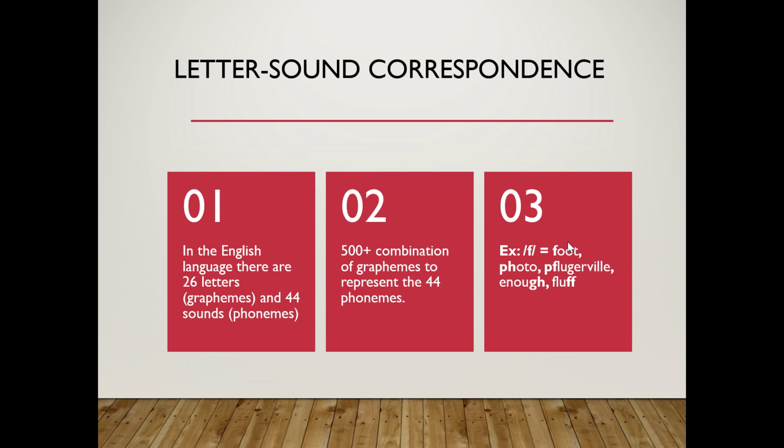In our area, because we have a very German influence, we can say that the grapheme P and F in Pflugerville make the F sound. In the word enough, which still has the F sound at the end, the G and H, the two graphemes, make the F sound. And then we can double up on our Fs, like in the word fluff, to create the F sound.